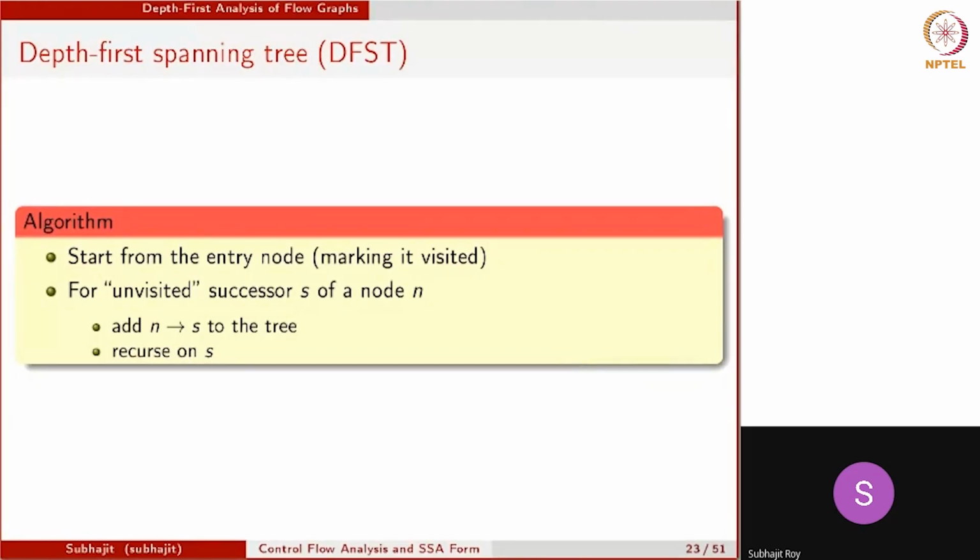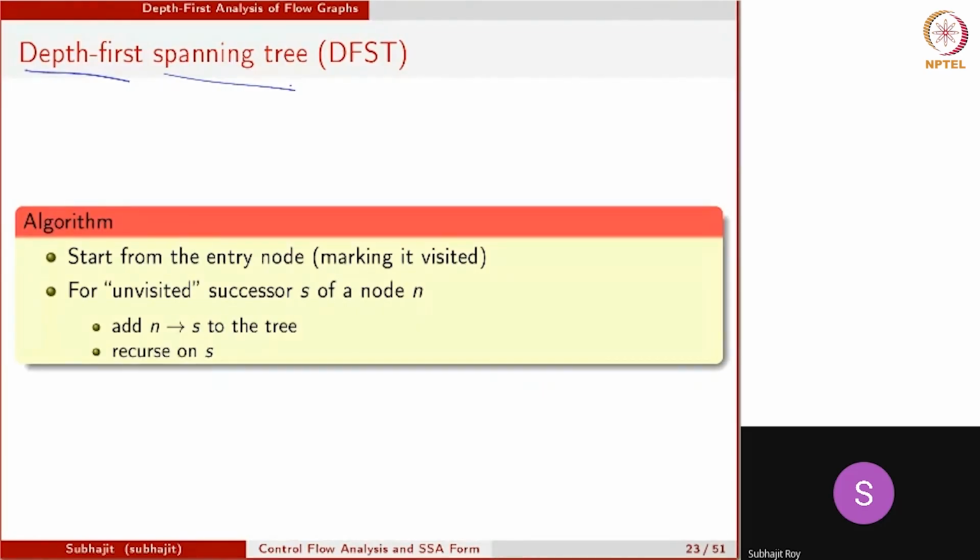And if you use a depth-first traversal to get this tree, then it is called a depth-first spanning tree. As simple as that. Right? So you do a DFS on a control flow graph. I'm sure all of you know how to do a DFS search. So you do a DFS search on a control flow graph. The spanning tree that falls out of that DFS search is referred to as the depth-first spanning tree.